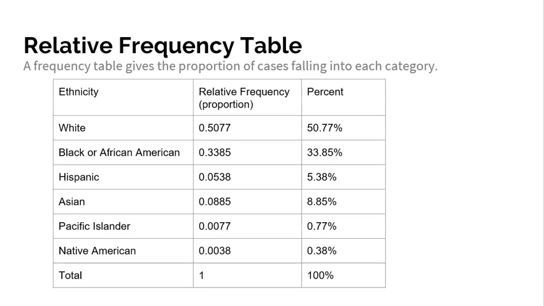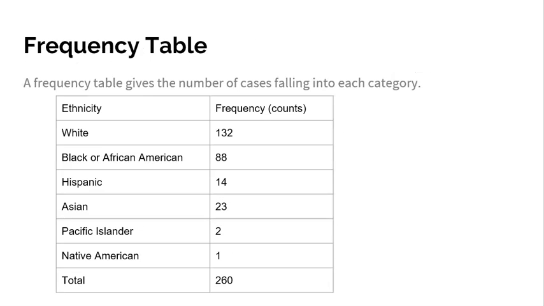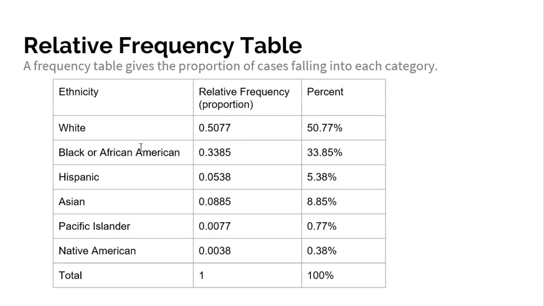We could also do what's called a relative frequency table. A relative frequency table just turns those counts into percentages. That's it. So if we go back to a regular frequency table and we look at the white category, we have 132 divided by 260 gives us a proportion of 0.5077. Now remember, that's what a proportion is. It's part of the whole.